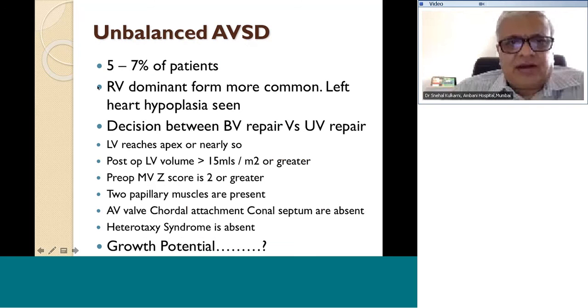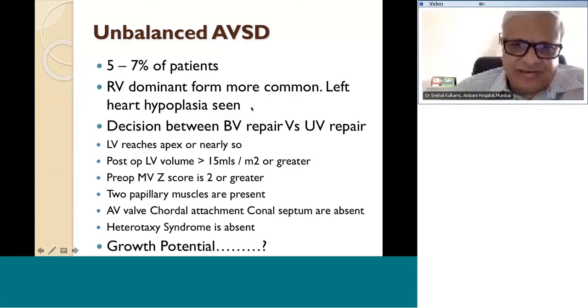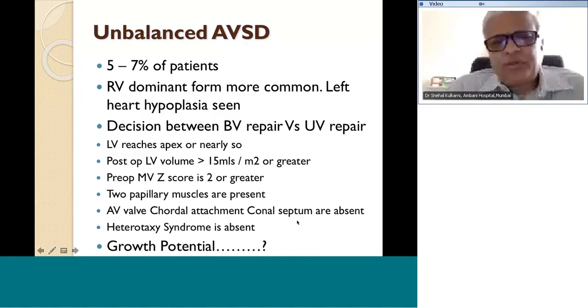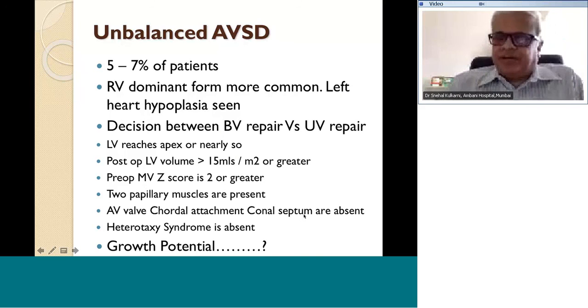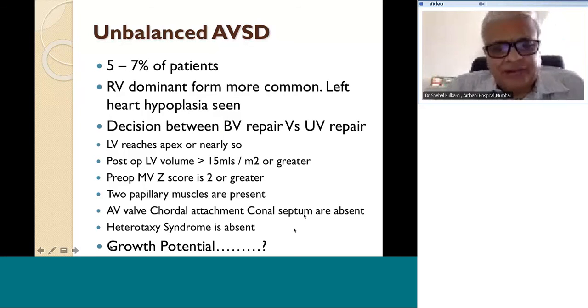Unbalanced AV canals form a minority of the patients, and out of these, the right ventricular dominant unbalanced AV canals are more common, and left heart hypoplasia also is common. One of the important decisions the cardiologist and the surgeon have to make is the decision between biventricular and univentricular repair, and all these points need to be considered in this decision. And of course, more importantly, once we commit them to a biventricular repair, particularly if the left ventricle is borderline, what's the growth potential and how this child behaves in the long term needs to be monitored.